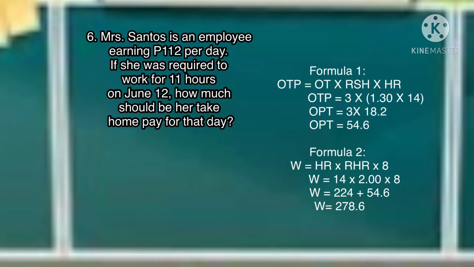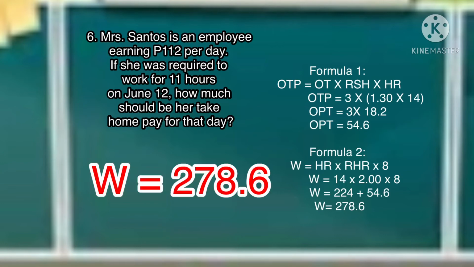Next step is getting the total wages. We just multiply the hourly rate of 14 times the regular holiday rate of 200%, convertible to the decimal number 2.00, times 8 hours, which equals 224. For the final step, we're going to add 224 to 54.6. So the total amount of wages that Mrs. Santos will receive is 278.6.